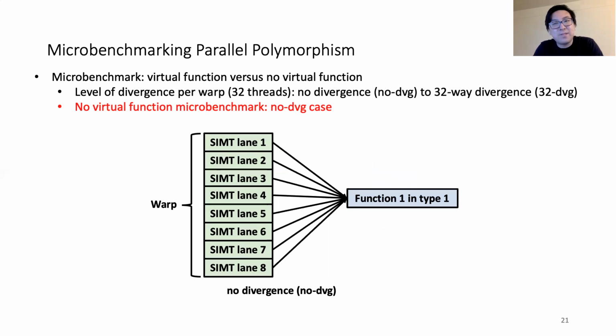To isolate the performance overhead of using virtual functions, we normalize the execution time of the previous virtual function case to the same microbenchmark without any virtual functions. The function is directly called.